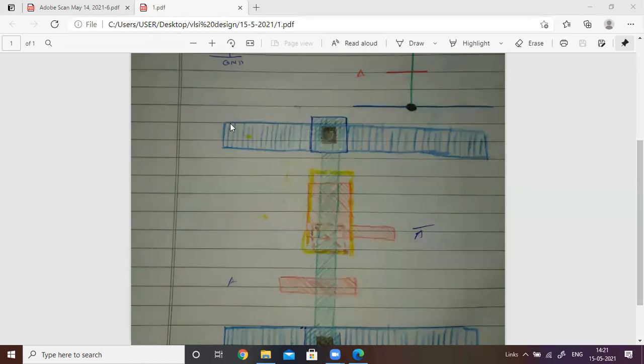This is the width of the metal layer. Metal one layer is 3 lambda, so I'm taking 3 lambda here. That's why it requires a 4 lambda cut. Total square is 4 lambda into 4 lambda. So this is 3 lambda, and this above is 4 lambda. You can take it like this, or you can take from here to here also.